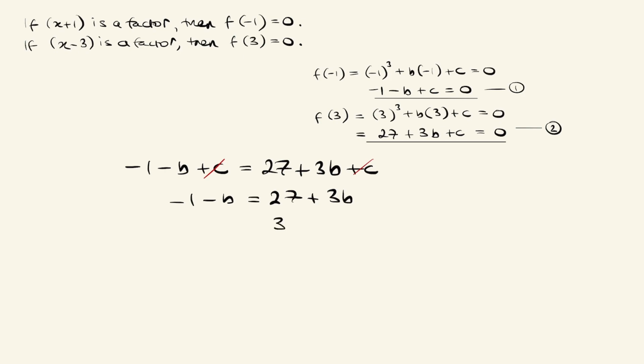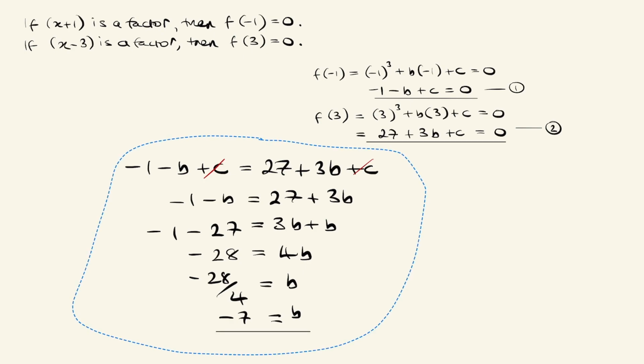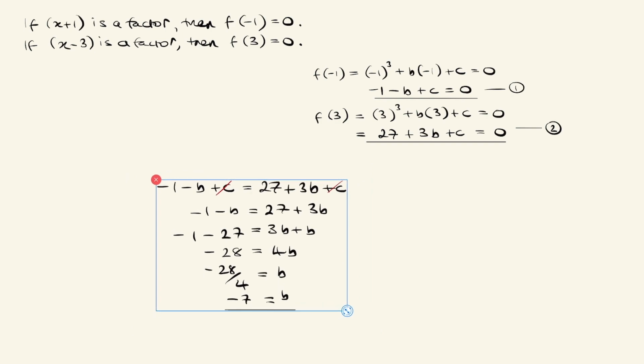So I've got 3b plus b on that side, and that equals, and I've got minus 1, and if I bring this across from being positive 27 there, it's just going to become negative 27. So minus 1 minus 27. So I've got minus 28 equals 3b plus b is 4b. And so I have b equals minus 28 over 4, and b equals minus 7. So I've got b, I know what b is, it's minus 7.